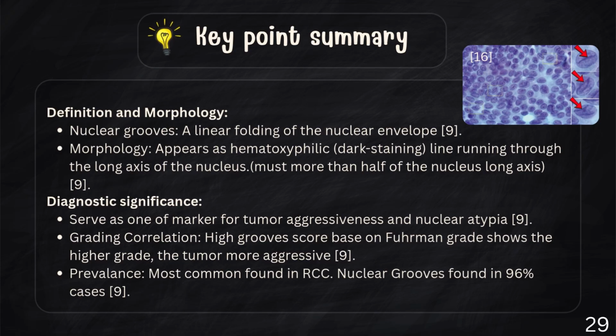So finally, in terms of prevalence, this is a very common finding in renal cell carcinoma, which is RCC. In fact, studies have identified nuclear grooves in as many as 96% of RCC cases. This makes them an extremely valuable feature for pathologists to recognize. So that concludes the summary of our presentation. Thank you.